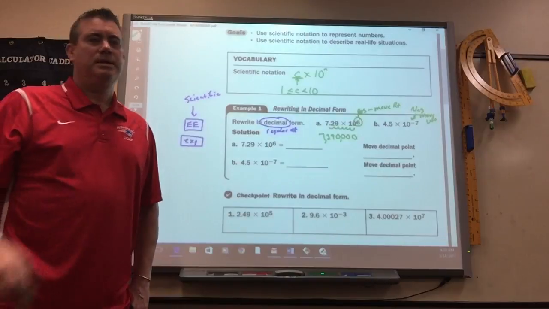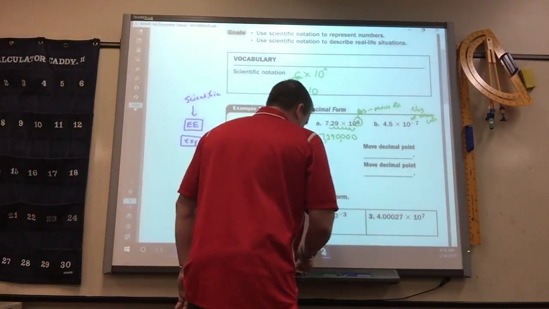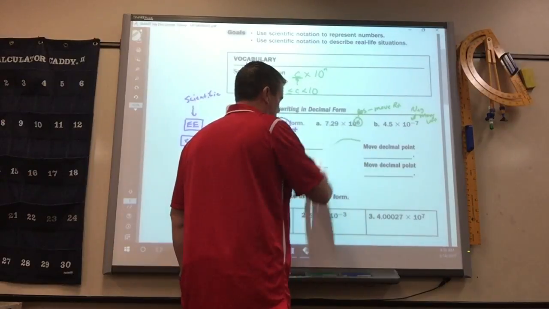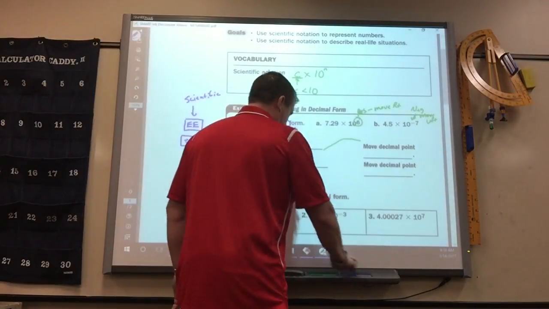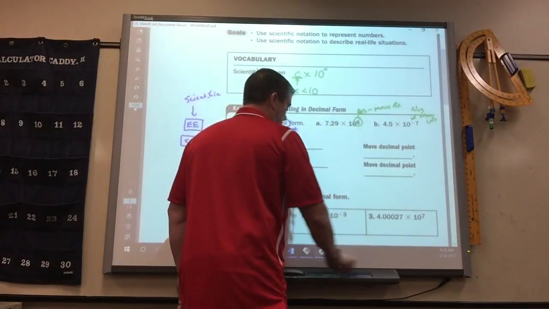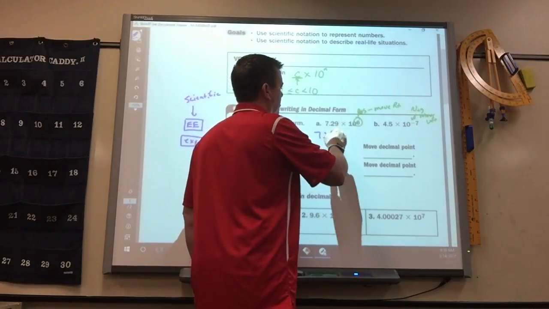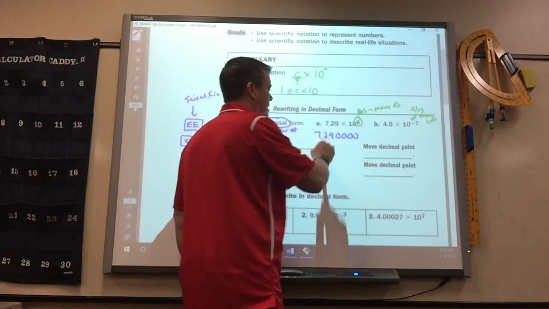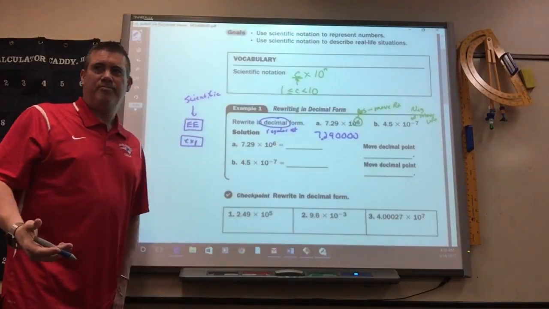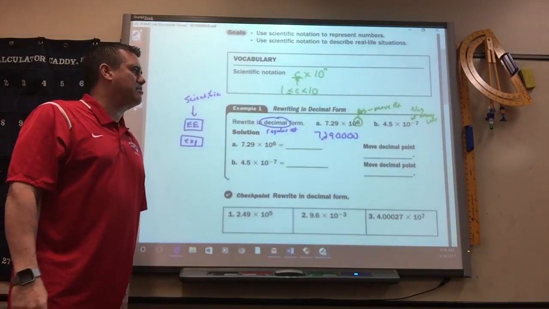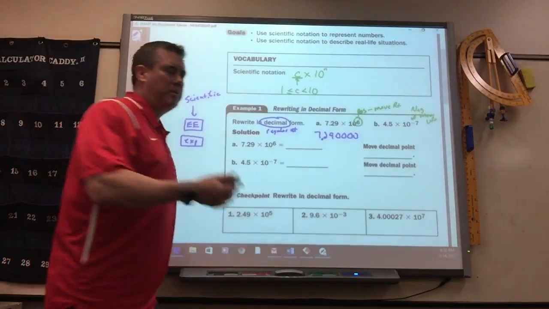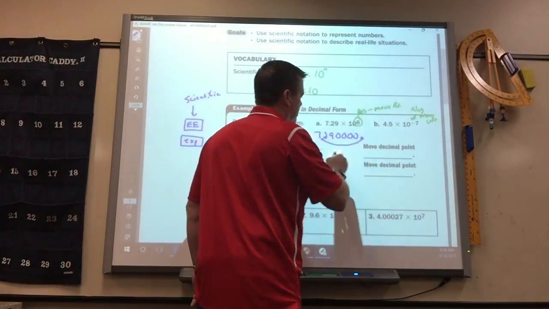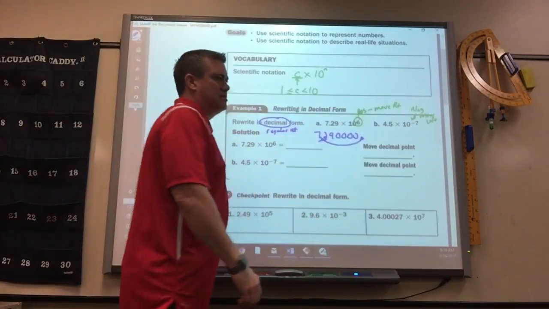7,290,000. Now, a common mistake when we did this last year, and a lot of 8th graders do this, is they do that right. They'll write it like that, but then they'll leave the decimal where it was. That's completely wrong. That's 7.29 right there. Remember, the decimal is no longer here. It has moved to the end. It's no longer there. Okay?